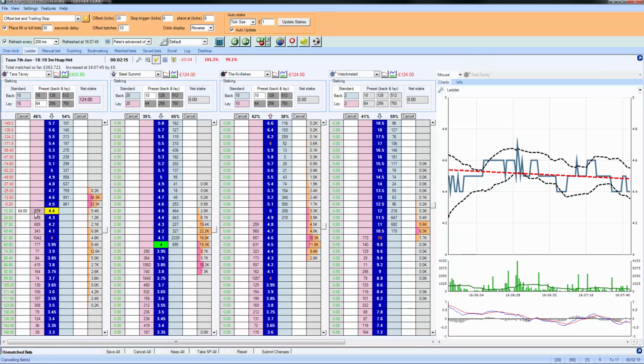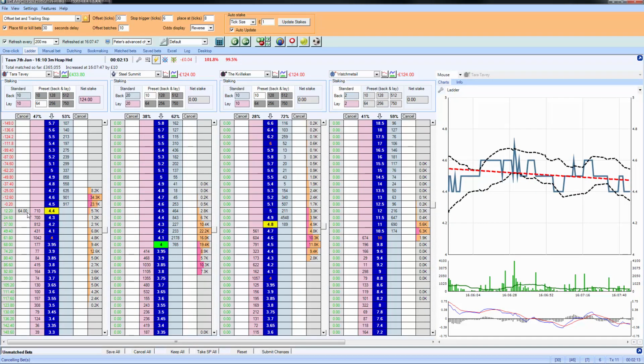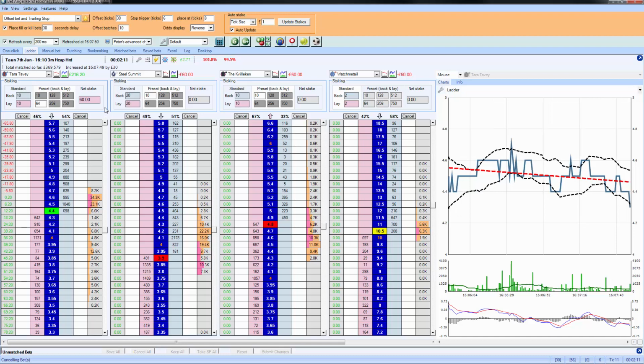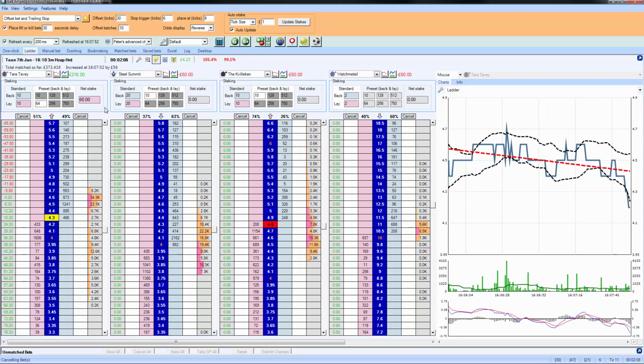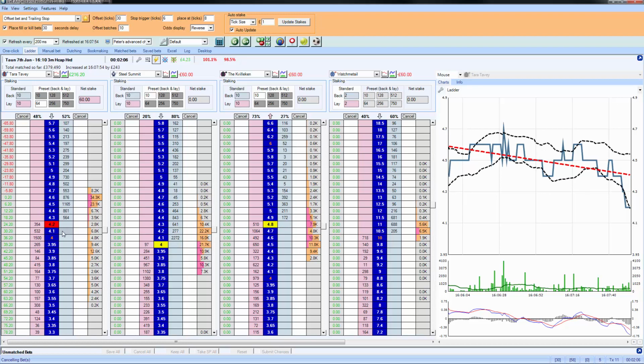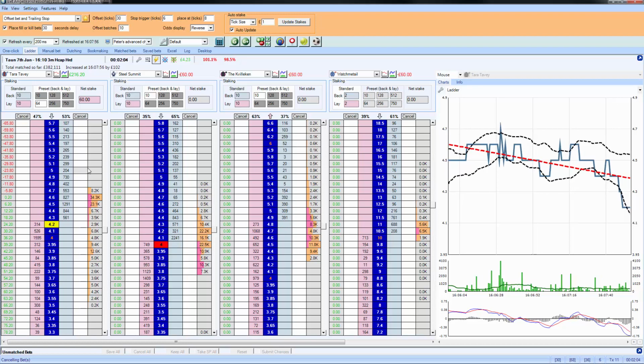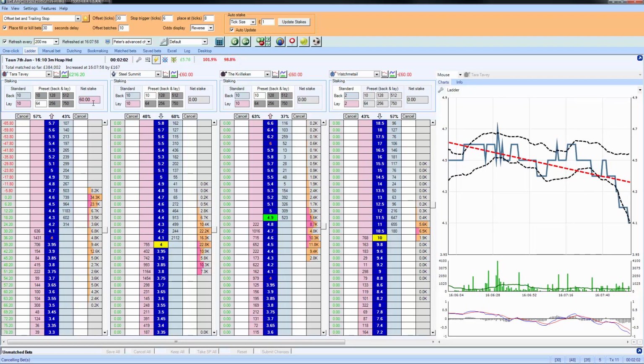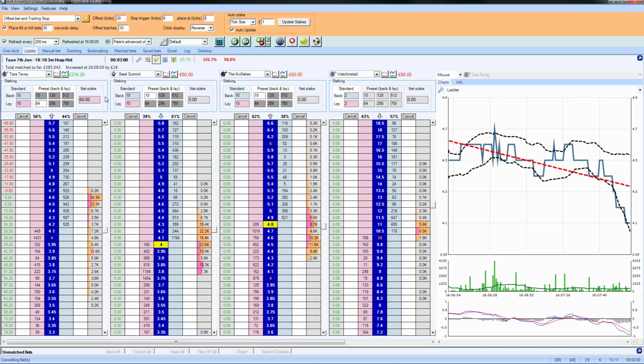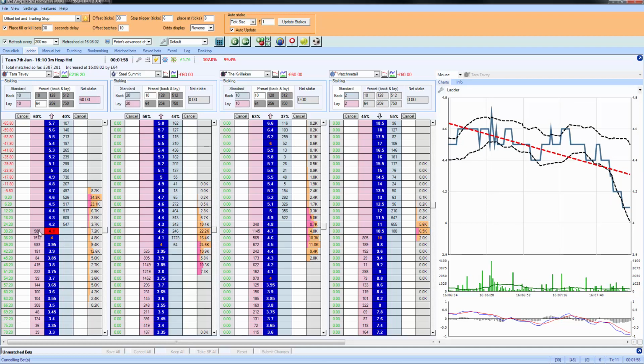So if we wait for this one to get filled down here as well, you'll see that the net stake will drop again. It's dropped down to 60. Hey presto, we're in profit. So maybe you do want to do this when you're trading. But you can see the net stake is now down to 60. So this is still saying to us, hey Peter, you need to put £60 in on the lay side.